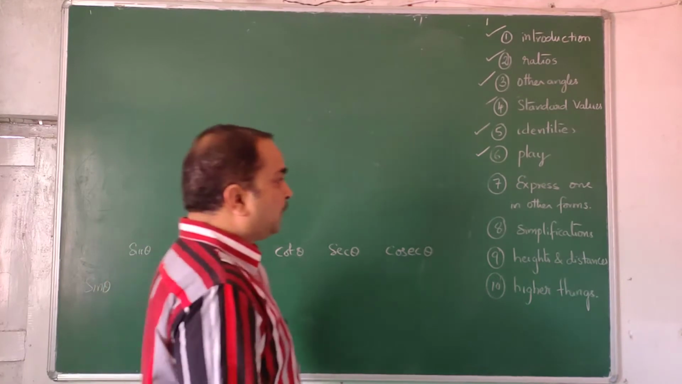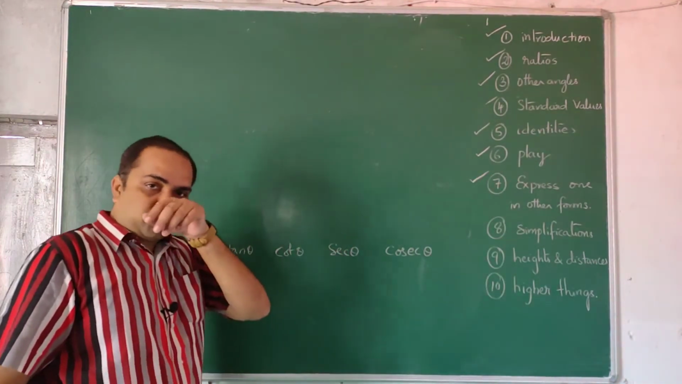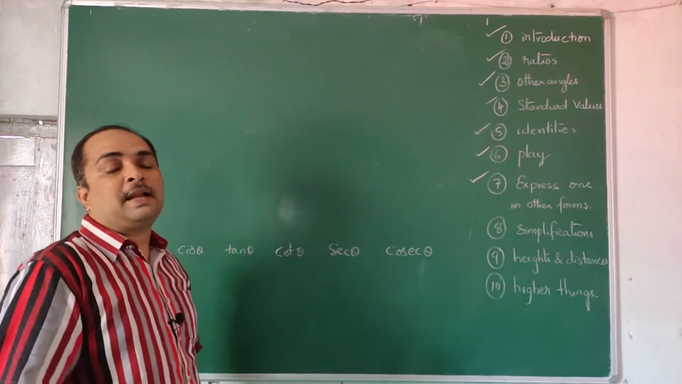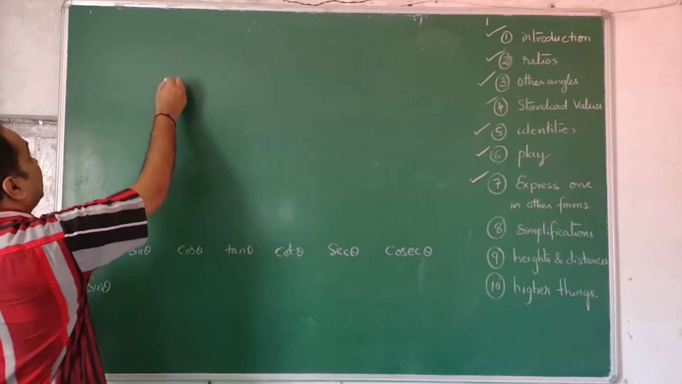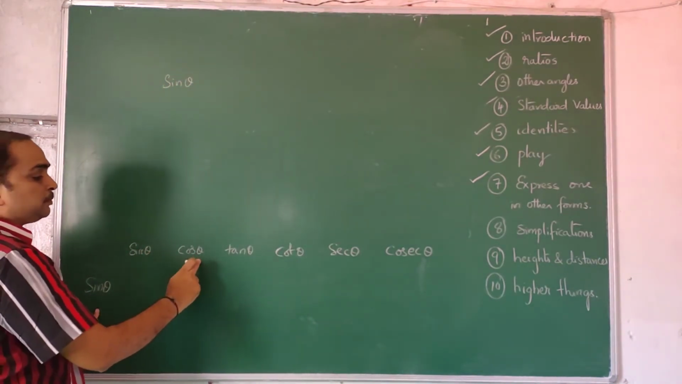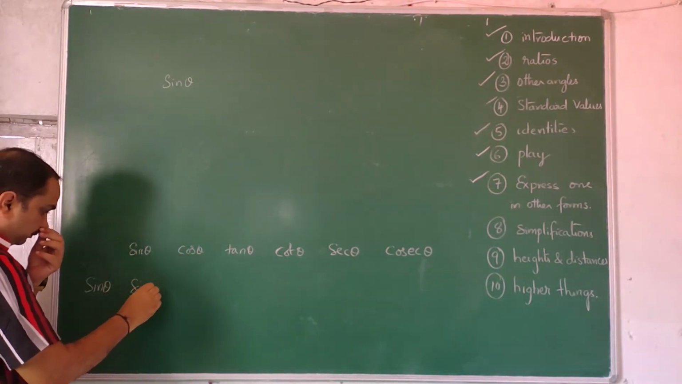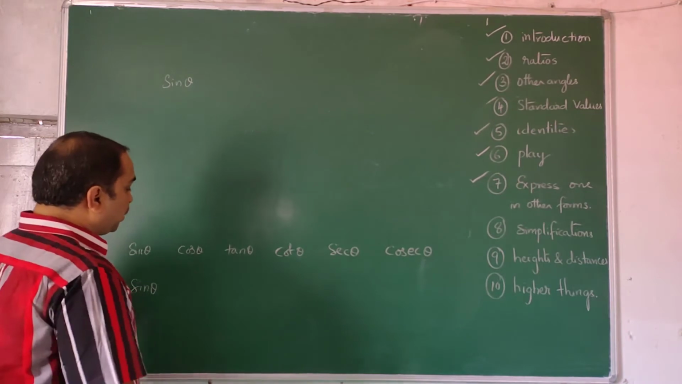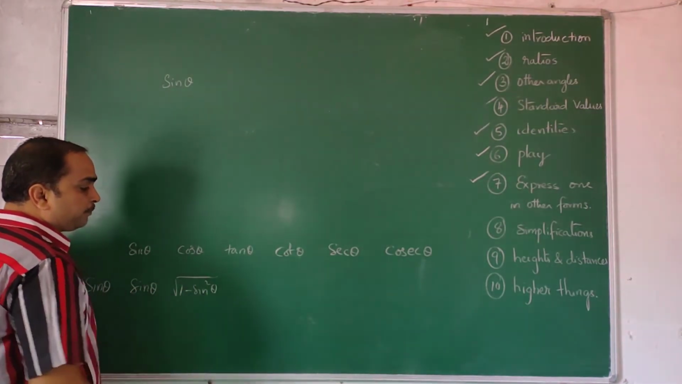Yeah, play is over. Now we are coming to expressing one ratio in other forms. If you know one ratio, can you write the others? Sine and cos are related by an identity: sine square theta plus cos square theta is equal to 1. Is it possible to write all? Let us take sine theta and express the others in terms of it. It is silly to write sine theta in terms of sine theta only. What else can you do? Cos theta is under root 1 minus sine square theta from that identity.